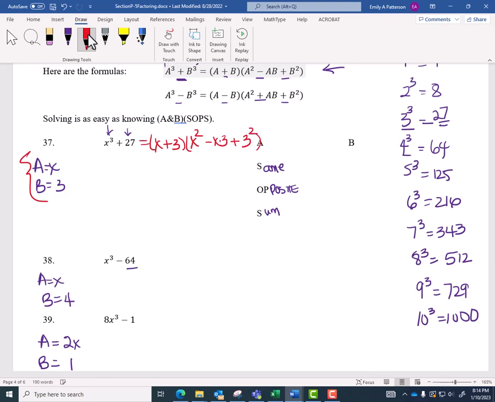So we've plopped everything in, and of course this is not looking really pretty, so we're going to clean this up a little bit. I've got x plus 3, this is x squared, and then x times 3 is obviously 3x, and then 3 squared is 9.